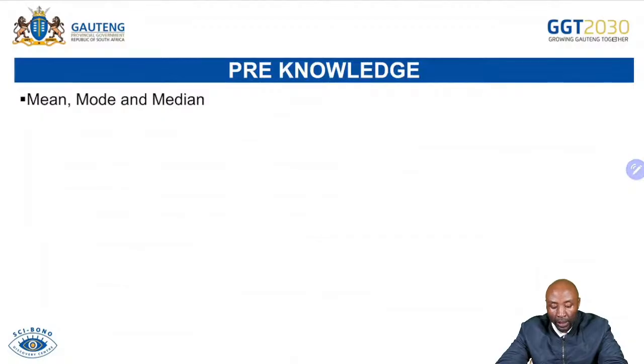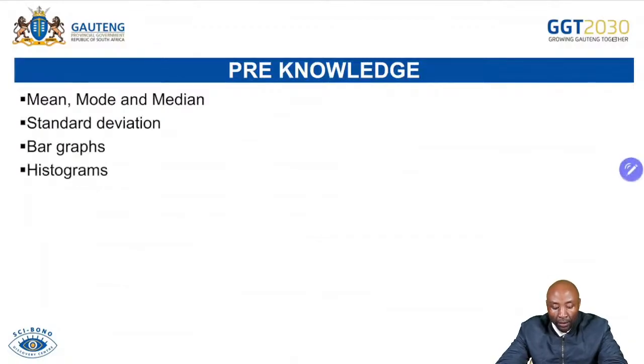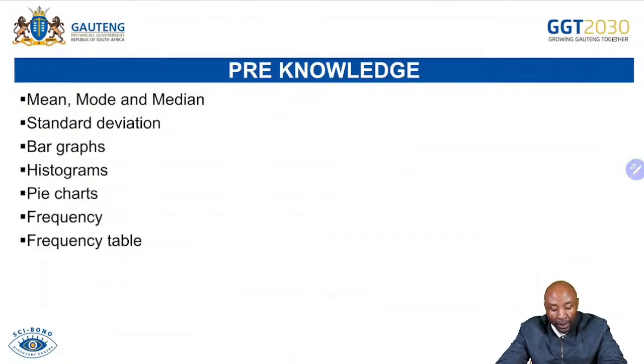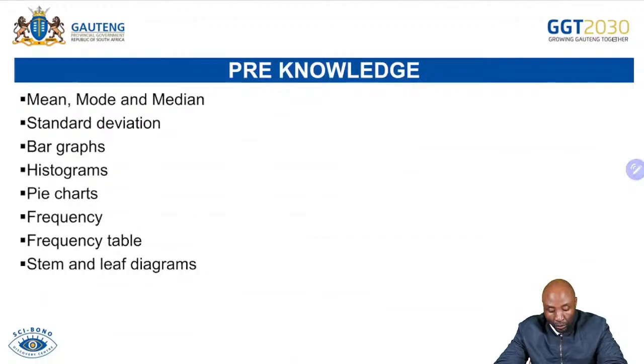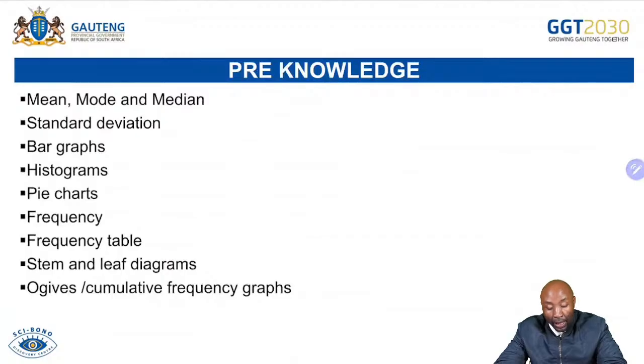Our pre-knowledge: we are able to determine the mean, the mode, the median, and standard deviation. We are able to draw and interpret bar graphs, histograms, pie charts, frequency polygons, frequency tables, stem and leaf diagrams. Please revise this. Remember, these are ways of representing our data in ascending order. So we should be able to interpret our stem and leaf diagrams, our ogives, which are our cumulative frequency graphs.